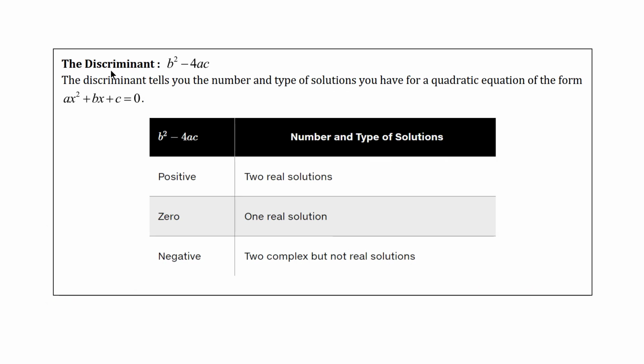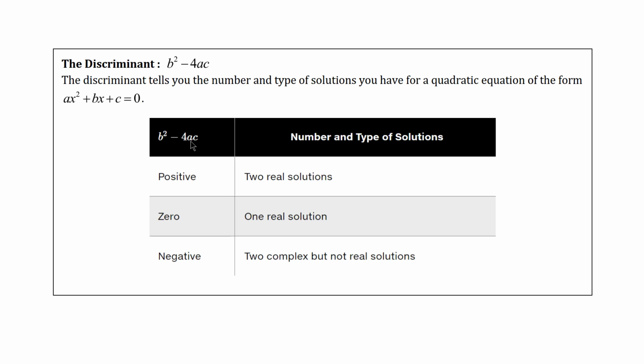Next, we have the discriminant, which is b squared minus 4ac. The discriminant tells you the number and type of solutions you have for a quadratic equation of the form ax squared plus bx plus c equals 0. Below we have a chart which tells us the number and type of solutions that result given the discriminant.